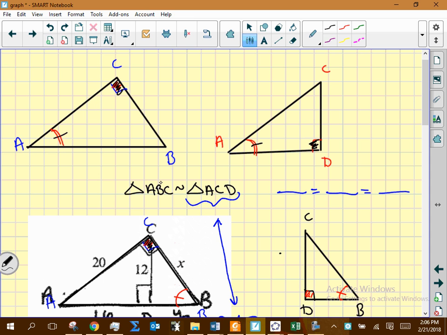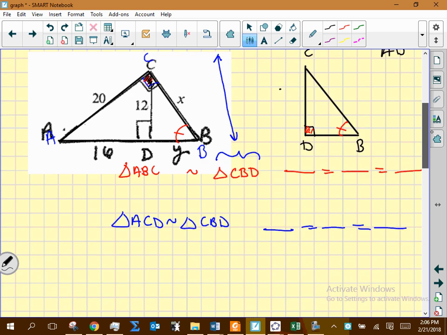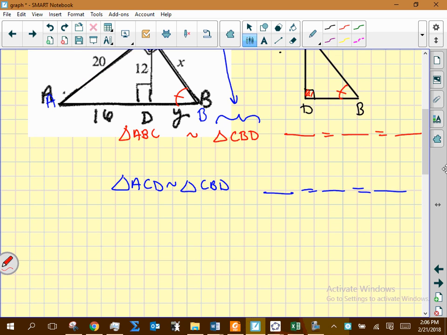Let's come up here and write these ratios out. We got AB. What should AB compare to? AC. What should BC compare to? CD. And then the last one is AC, AD. Coming down here, we should have AB with CB. We should have BC with BD.